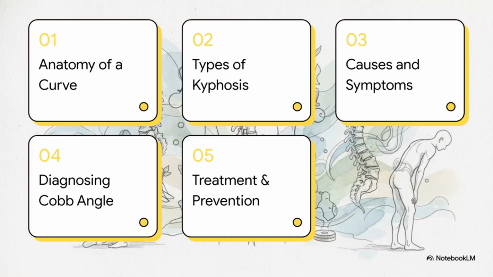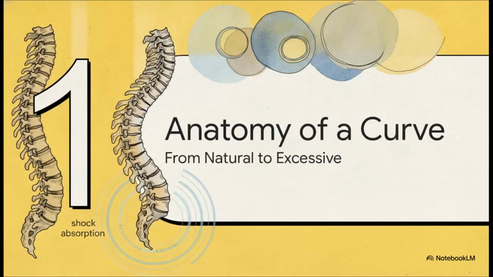Okay, let's dive right into our agenda for today. We'll start with the anatomy of a curved spine, look at the 5 specific types of kyphosis, break down the causes and clinical symptoms, figure out how doctors diagnose the Cobb angle, and finally wrap up with some solid treatment and prevention strategies.